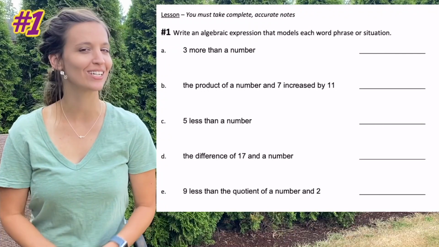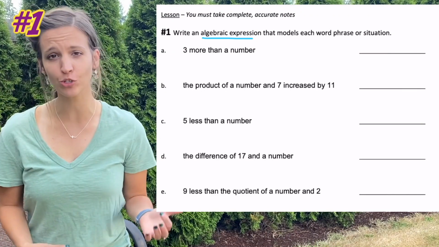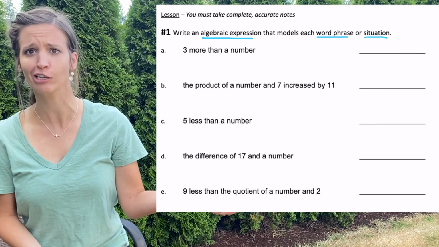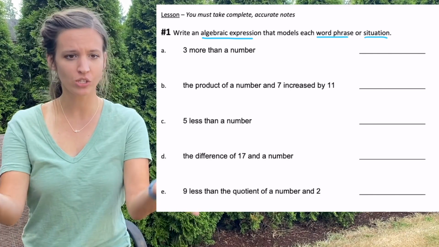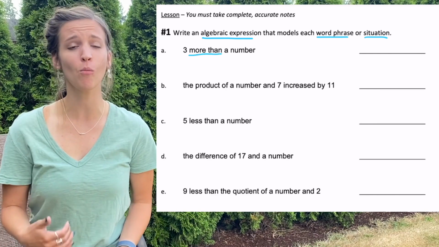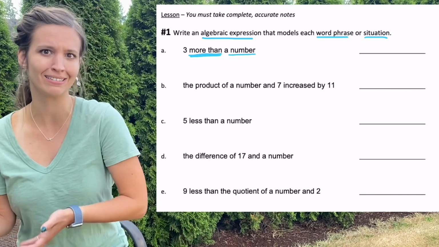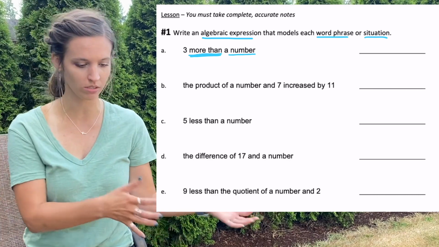Okay, so today's lesson is all about algebraic expressions. So first we're just going to start with reviewing how to translate an English phrase into an algebraic expression. So let's take a look at these. A says 3 more than a number. We want to translate that into an algebraic expression. So we're taking words and making it math.